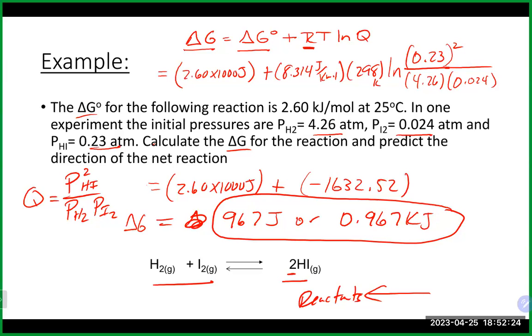which is where it is under standard conditions, right? Our delta G naught under standard conditions is 2.6, which is also a positive value, which means that by playing with the pressures here, we didn't really benefit all that much. We still ended up with a positive delta G in this case.